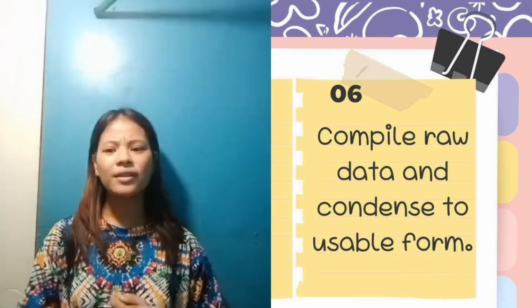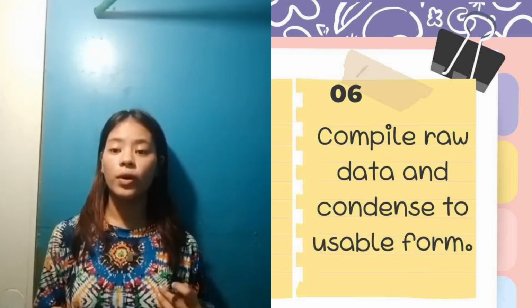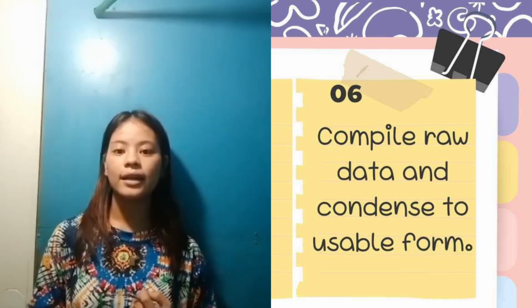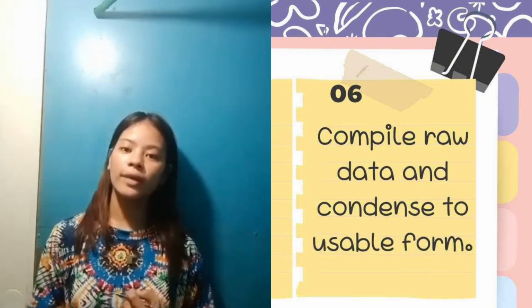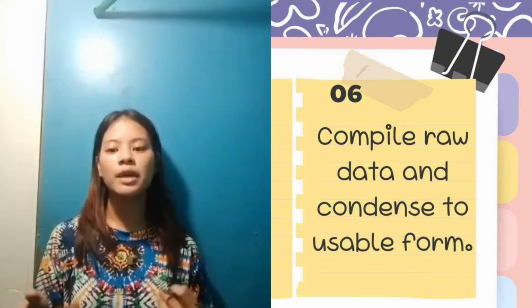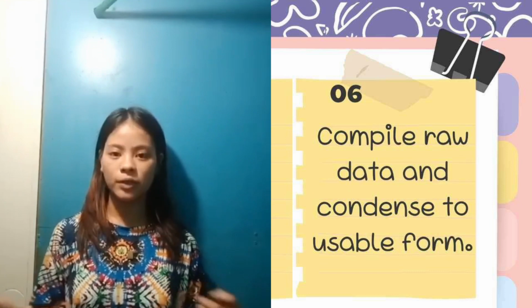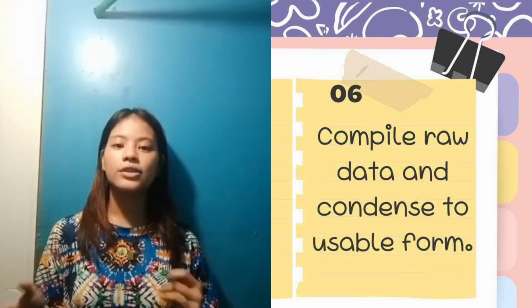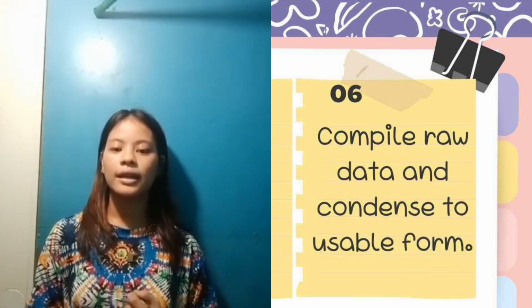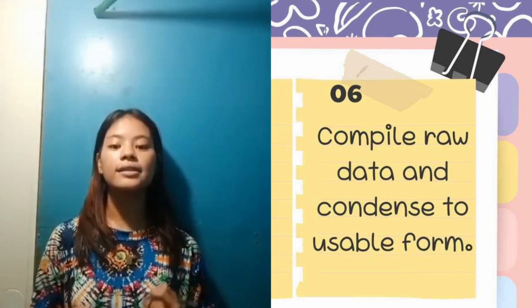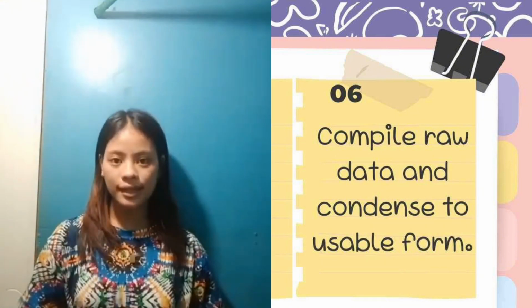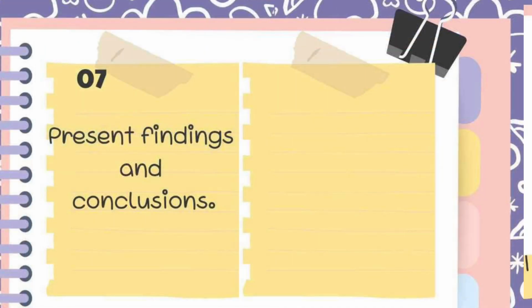So, when compiling data and condense the usable form, it allows researchers to apply statistical techniques, perform calculations, and derive meaningful insights gikan sa experiment result. So, by considering these key factors, researchers can compile raw data and condense it into a usable form that is accurate, consistent, and complete. So last, present findings and conclusions.